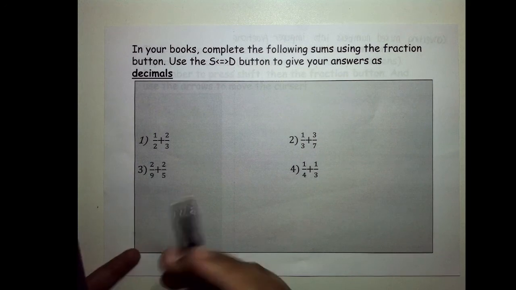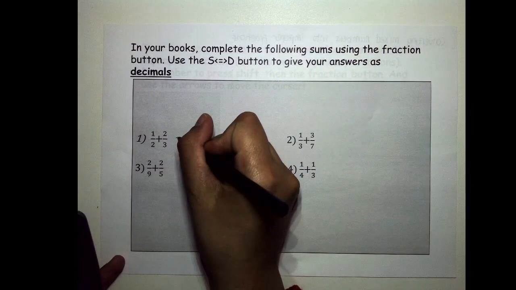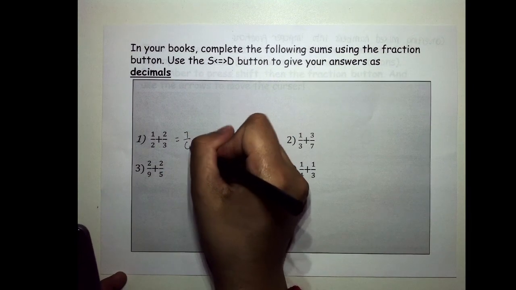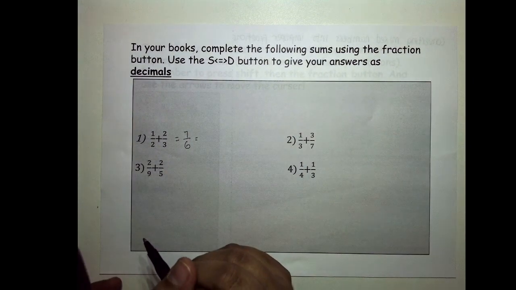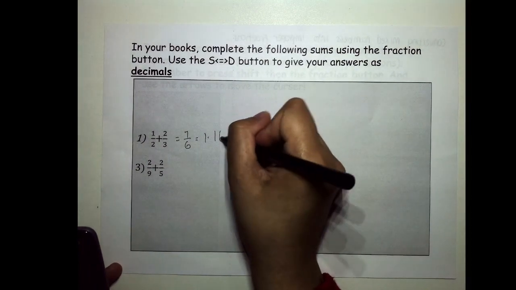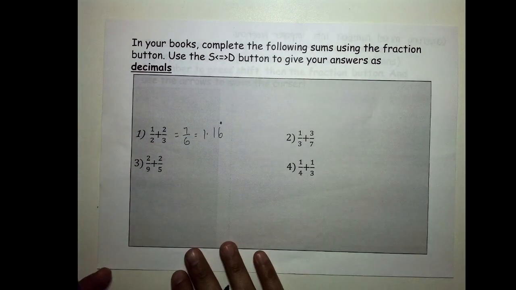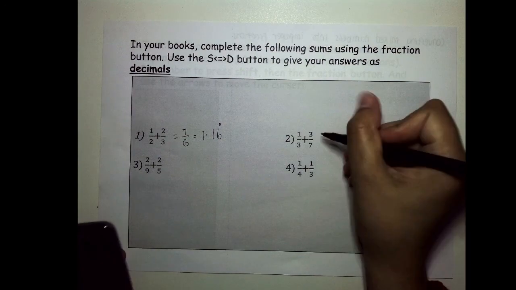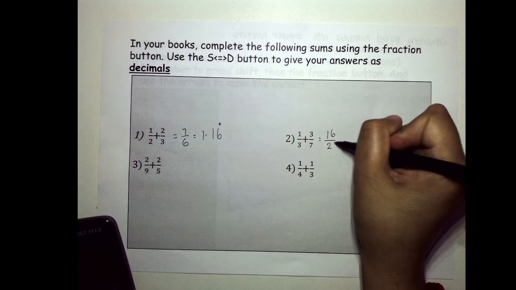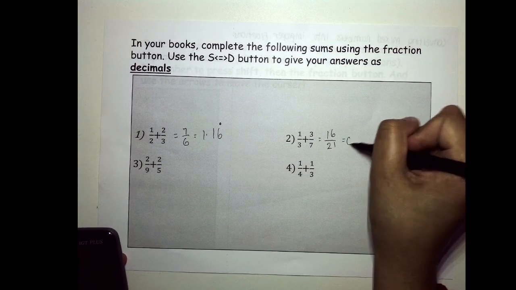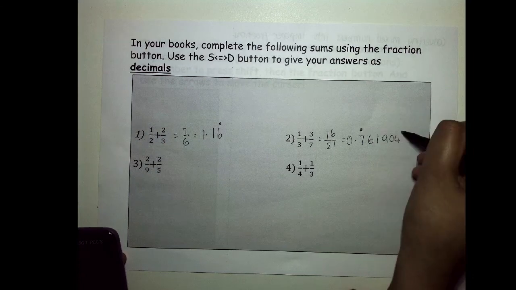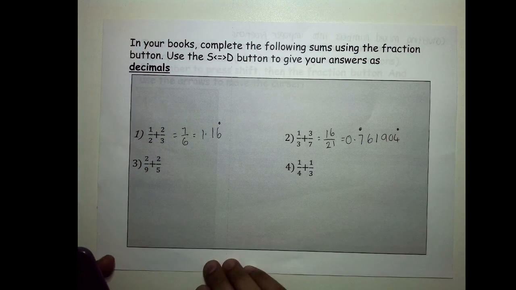Okay, the answers for this are as follows. So 1/2 add 2/3, as a fraction it would have been 7/6, but it did ask for it as a decimal. So as a decimal it will be 1.16, recurring only on the 6. Okay, question 2, we've got 1/3 add 3/7. The answer to that as a fraction is 16/21, and as a decimal it is 0.76194, with the recurring from 7 all the way to 4.